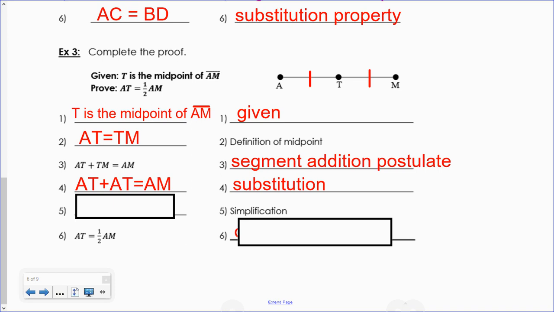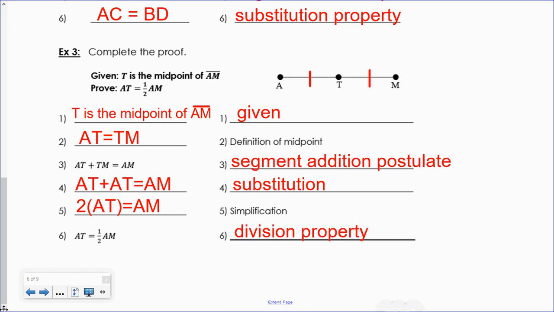All right, now what? I have two ATs, so I'm just going to algebraically write it as 2 times AT equals AM. Remember, we're trying to get it to be 1/2, so if I start with 2, that'll make it easier, right? So then what's my last step? Last step to go from 2 AT equals AM to AT equals 1/2 of AM. Division property to get your 1.